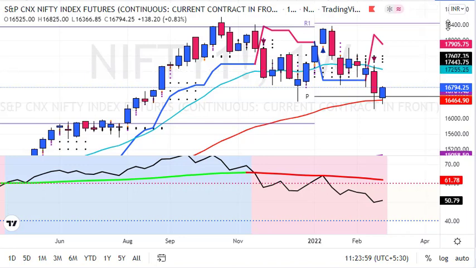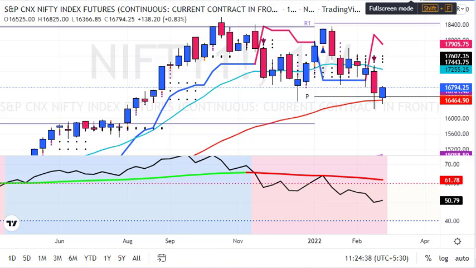So let's start with the weekly chart. On the weekly chart, you can see we started the week with a negative closing, but we recovered from the lows, and Nifty in the last trading session closed at 16,794 with a 138 point gain. Nifty is showing early recovery signs, and from here we might see a sharp bounce back towards 17,300 to almost 17,900 levels. The first conservative target for this bounce back will be 17,300.